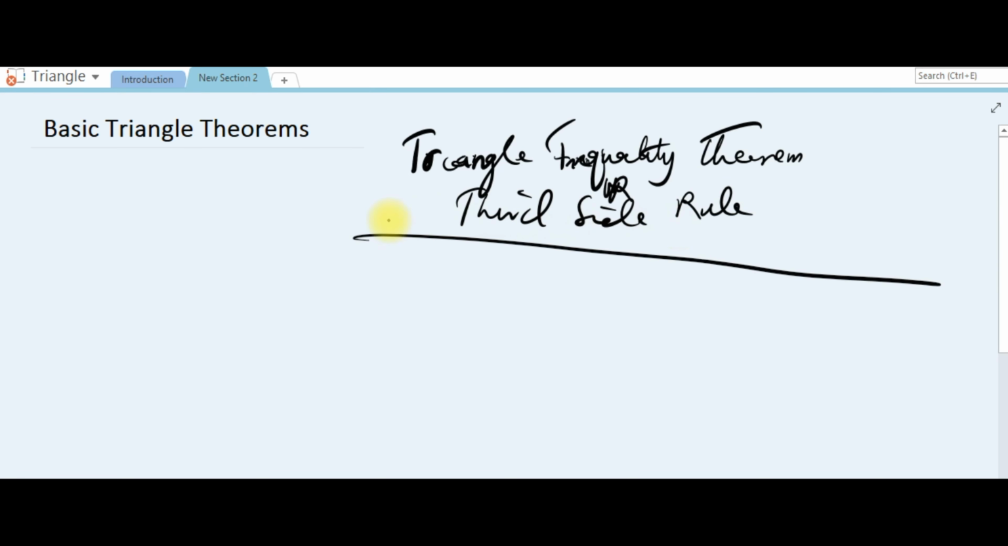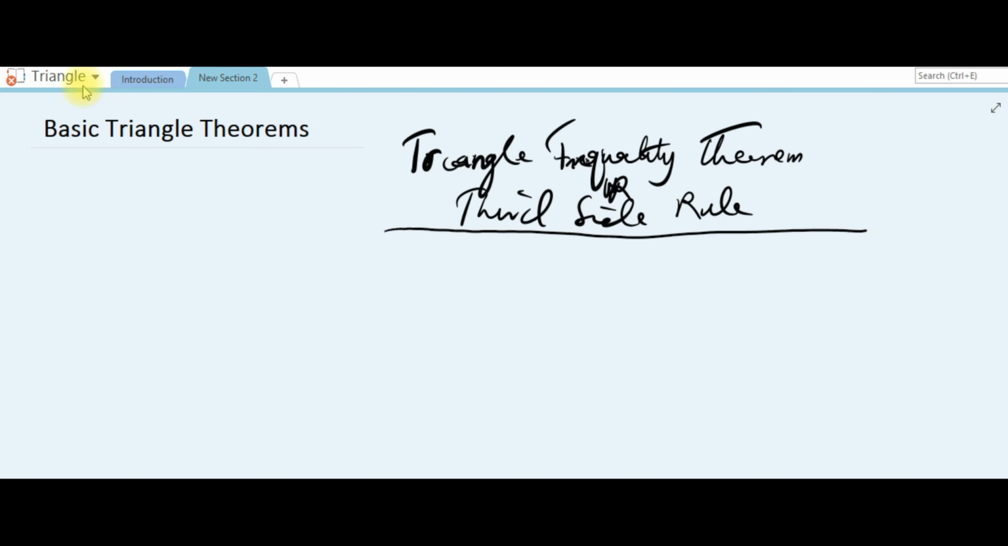So the theorem states that the third side of any triangle is less than the sum of the two other sides and greater than the difference of the two other sides.